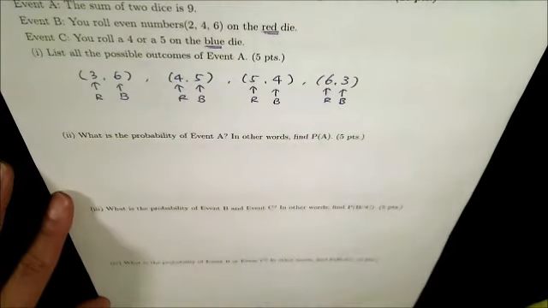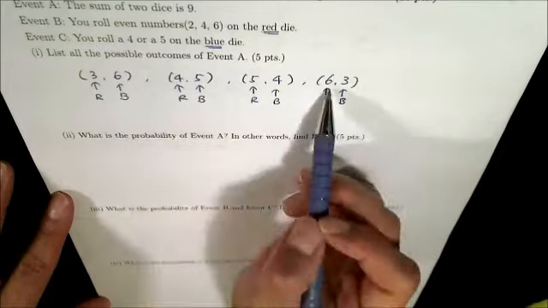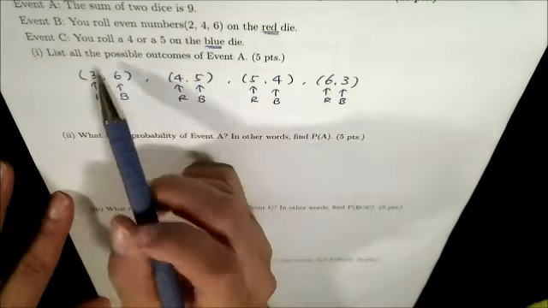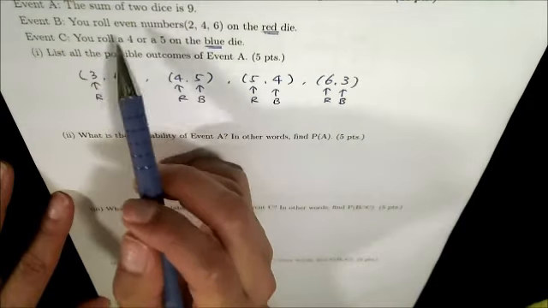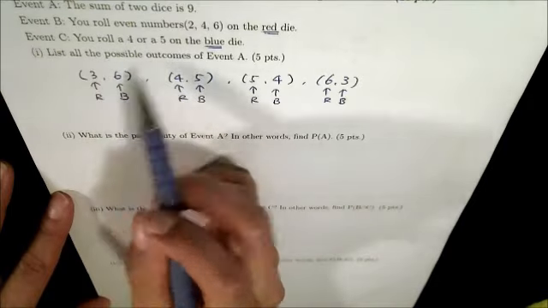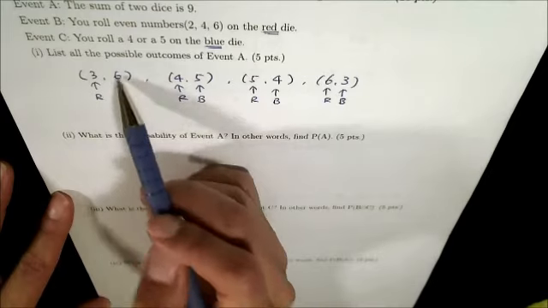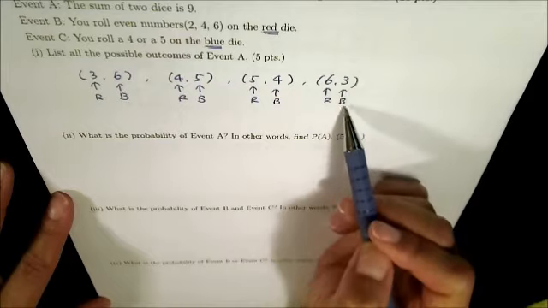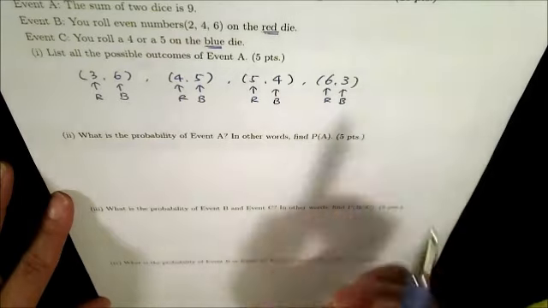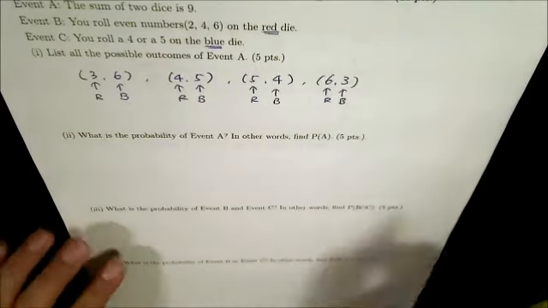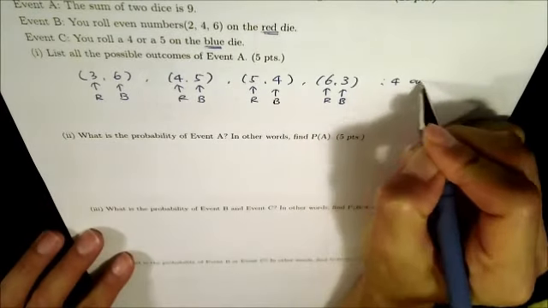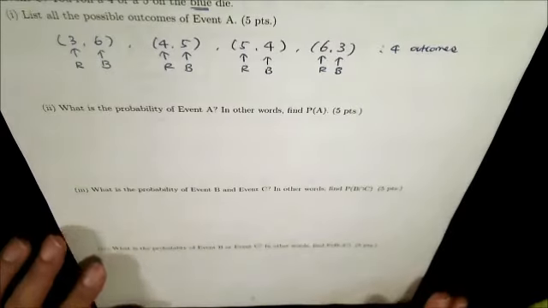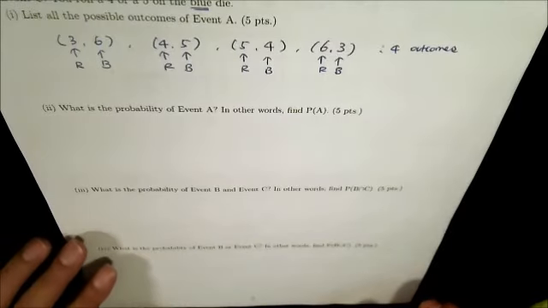Then some of you might ask, oh, this one and this one are the same. No, actually not. Why not? This one, you roll 3 on the red die, 6 on the blue die, right? This one, 6 on the red die, 3 on the blue die. So these two cases are different. So we have these 4 outcomes, right? And the next problem is, what is the probability of event A?